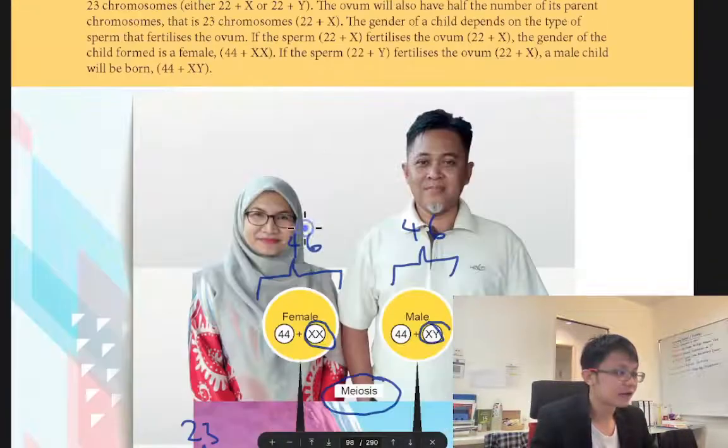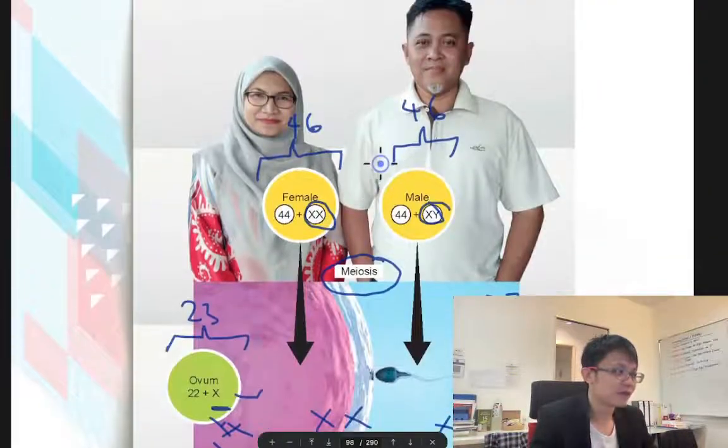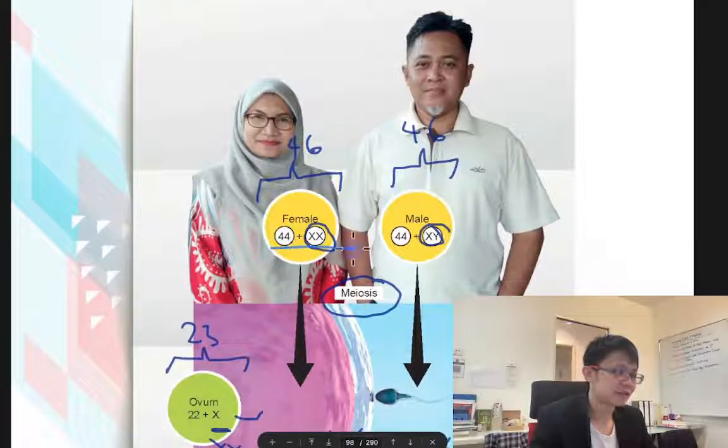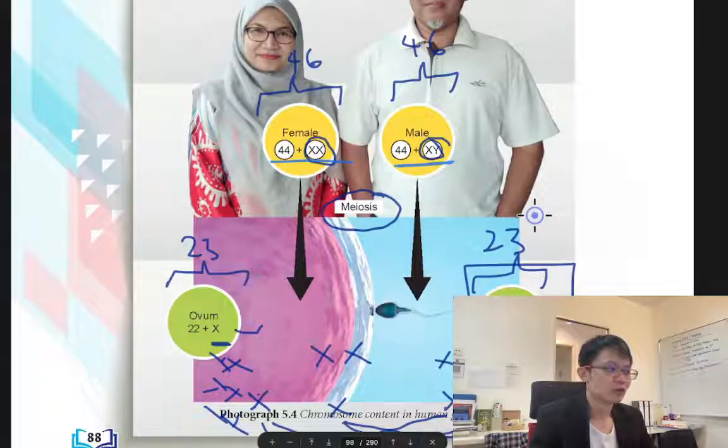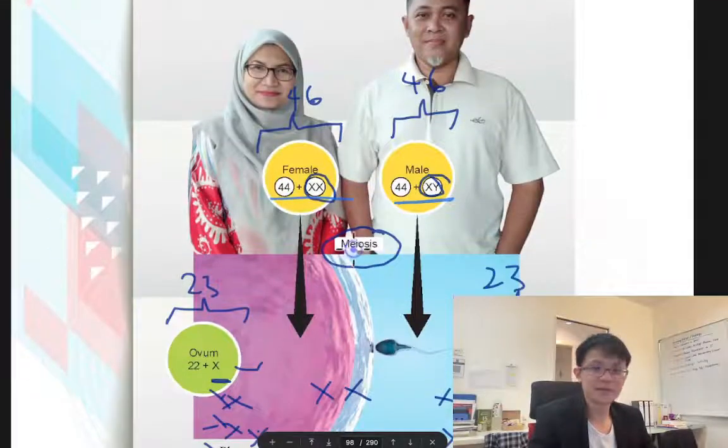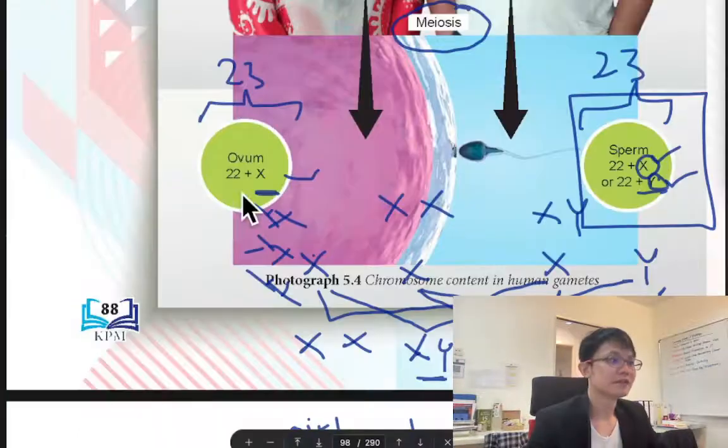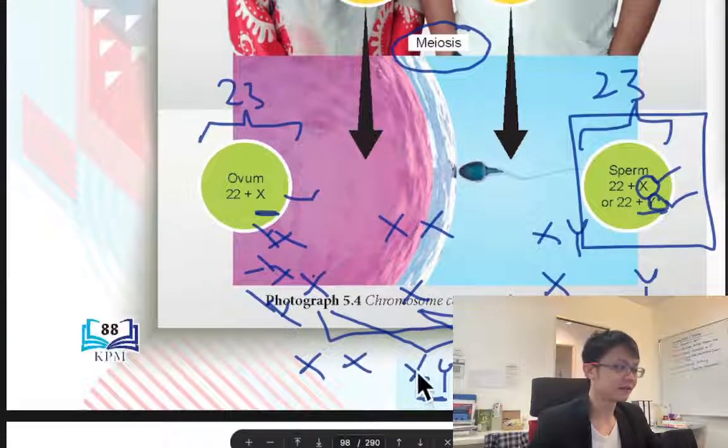Ability to roll tongue, that we have the male and female. Female is 44 plus XX. Male is 44 plus XY. So which gamete determines the gender of the offspring? Okay, so it will be the sperm that determines the gender of the offspring.